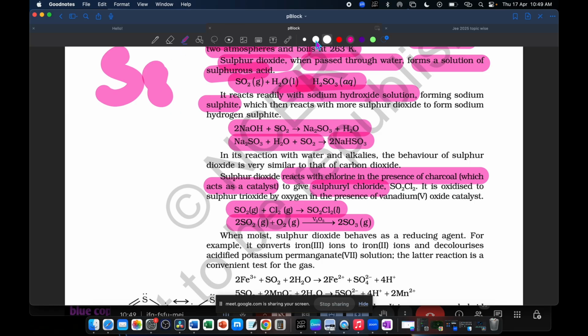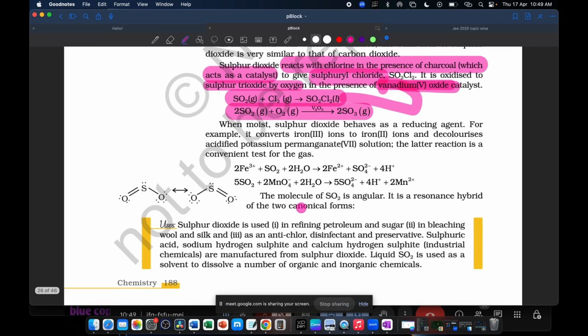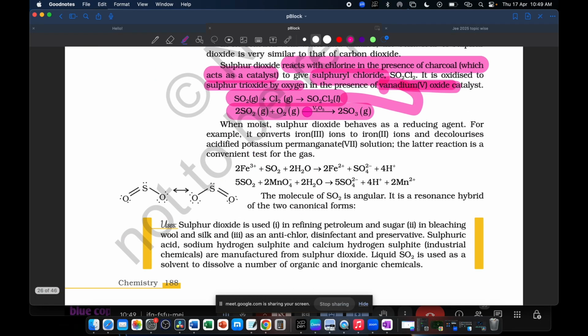SO2Cl2 is known as sulfuryl chloride. It oxidizes sulfur dioxide to sulfur trioxide with oxygen in the presence of vanadium pentoxide. So these are two more oxidizing properties of sulfur dioxide. When moist, sulfur dioxide behaves as a reducing agent, this is a point you need to note. Sulfur dioxide is a reducing agent.